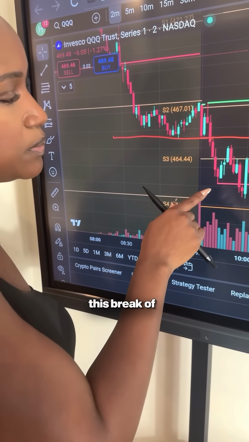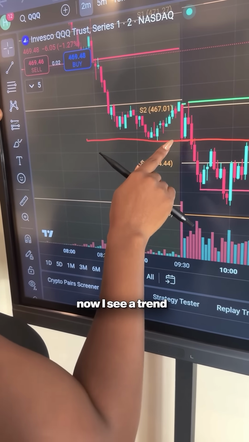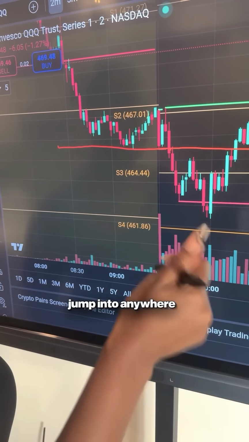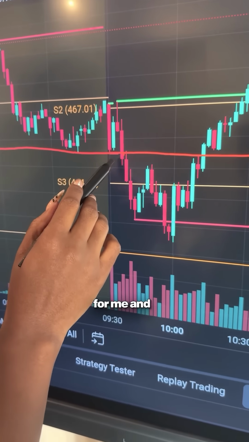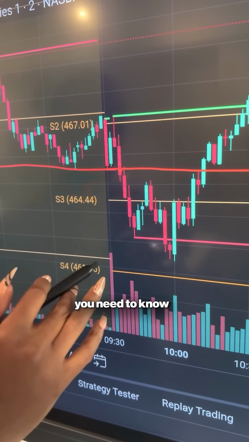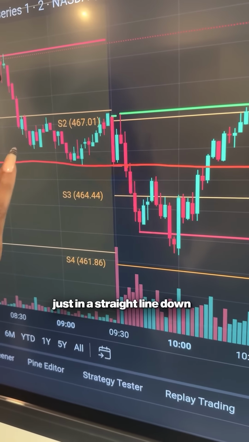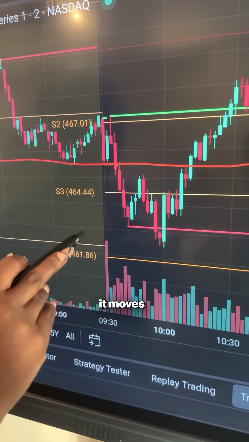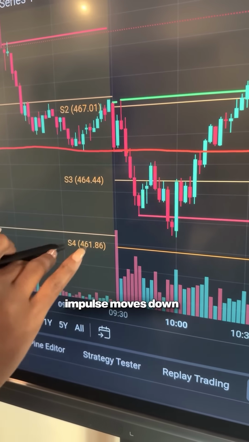So once we see this break of pre-market low, now I see a trend. I don't just jump in anywhere. I like to see that there is a trend forming, and you can clearly see it's a nice trend to the downside. One more thing you need to know when it comes to the market is it's not moving in a straight line down or a straight line up. It moves in a series of impulse moves down and pullbacks.